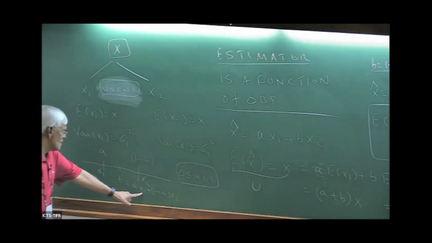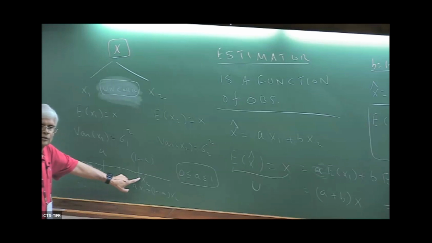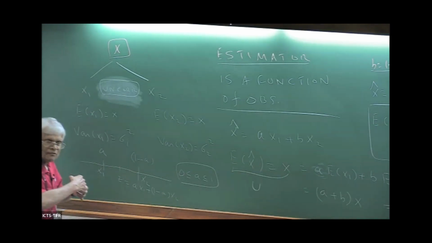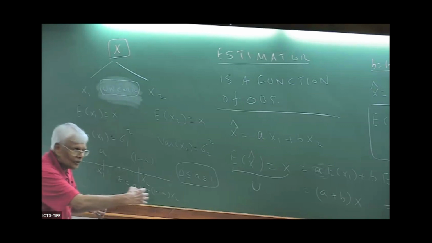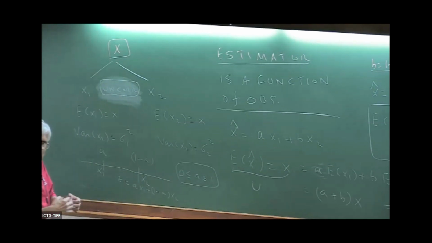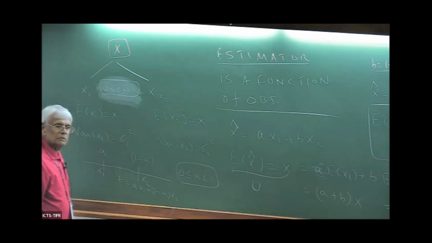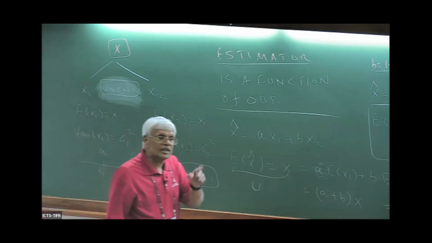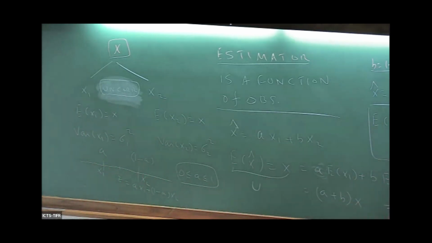When a is 0, z is x2. When a is 1, z is x1. As you vary a between 0 and 1, I trace all points from x2 to x1. That's a line segment. Is this a linear combination? It is. But there is a specific name for that: linear combination, convex combination.